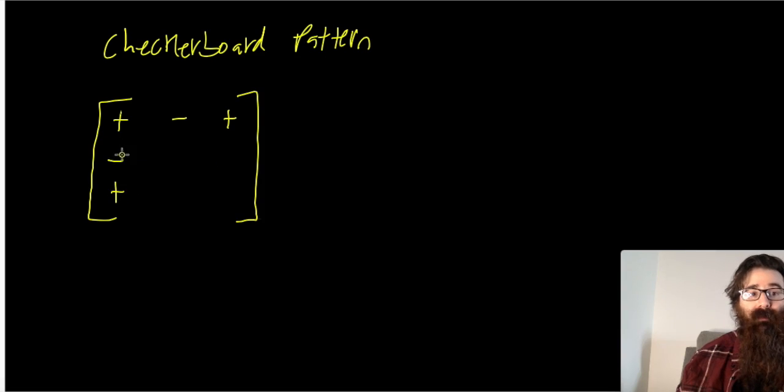So the second row would be minus, and then plus in the middle, and then minus. And then the third row would be starting at plus, and then minus, and then plus.